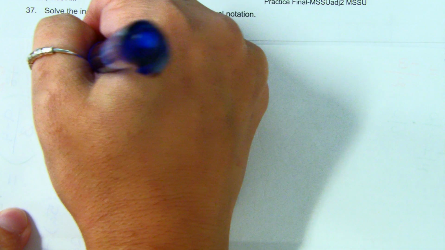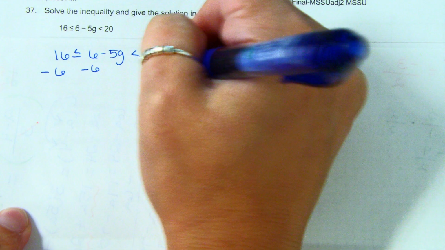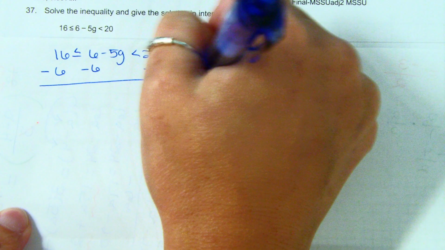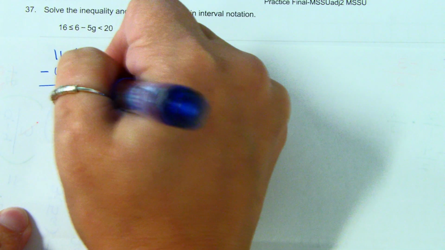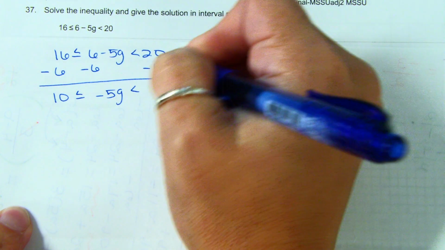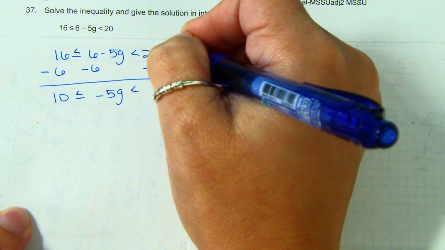To get g by itself, I would need to divide by a negative 5. But if I do it to the middle, I gotta do it to all three sides, and then my alarm bells are going off again. Why? Because I divided by a negative. So all of these are gonna flip.